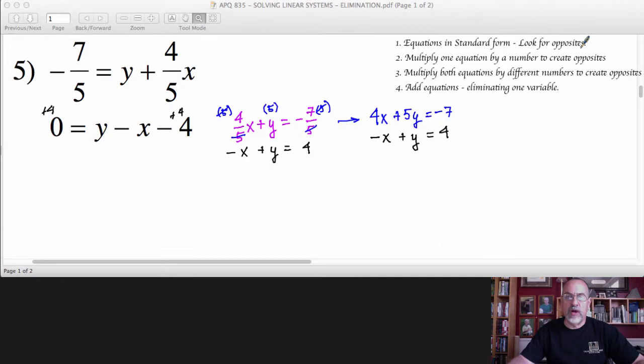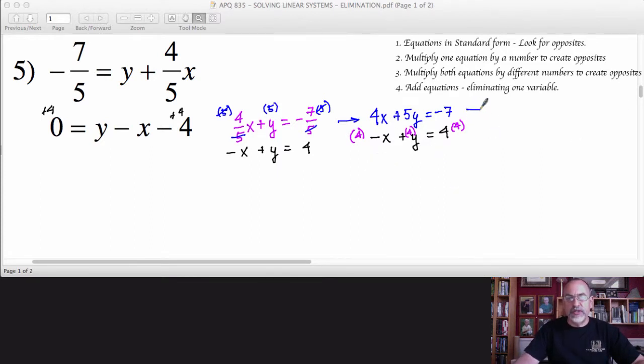Now, we look for opposites. We don't have opposites here in the x, we don't have opposites in the y. We look to multiply one equation by a number to create opposites. Well, we can do that here because all we have to do is multiply the second equation by a 4, and that's going to give me a -4x. So this one, all we have to do is multiply the second equation by a 4. And again, as long as I do that to every term in the equation, that's okay.